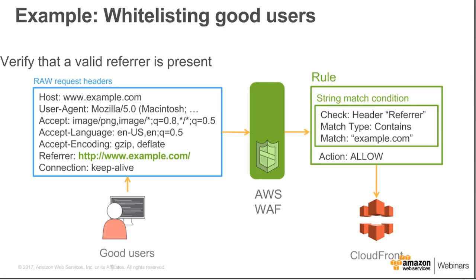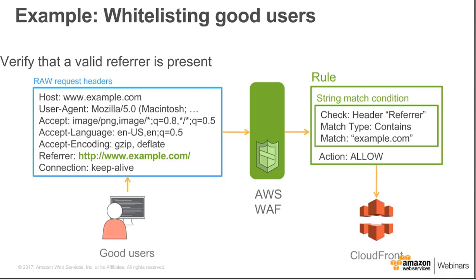So with the first demo, what you see on the left is what the raw request looks like. What we are specifically interested in is the link from which your application was accessed, which is available to you in the HTTP header, the referrer portion of the HTTP header. In this example, we will whitelist any traffic coming from the site www.example.com. On the right is how the AWS WAF rule looks.